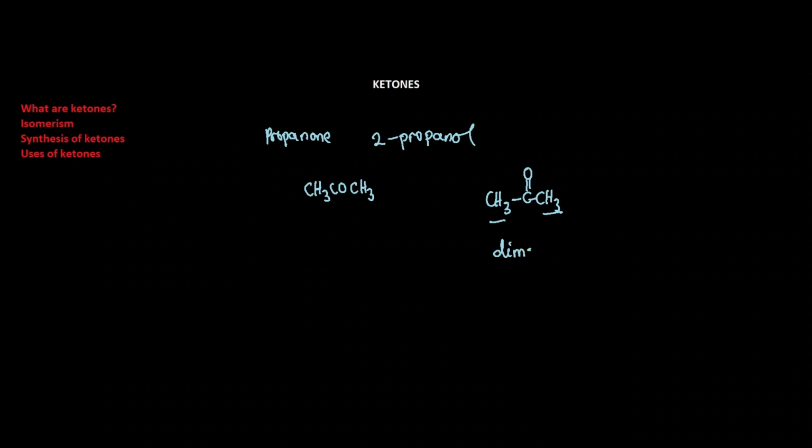This is a ketone, and it can also be named dimethyl ketone, and it also has the common name acetone. Now acetone is used as a paint remover. So in cosmetic stores and shops, people use acetone to remove nail polish, to clean off nail polishes. So it's a solvent for nail polishes. This is just one of the many uses of ketones.